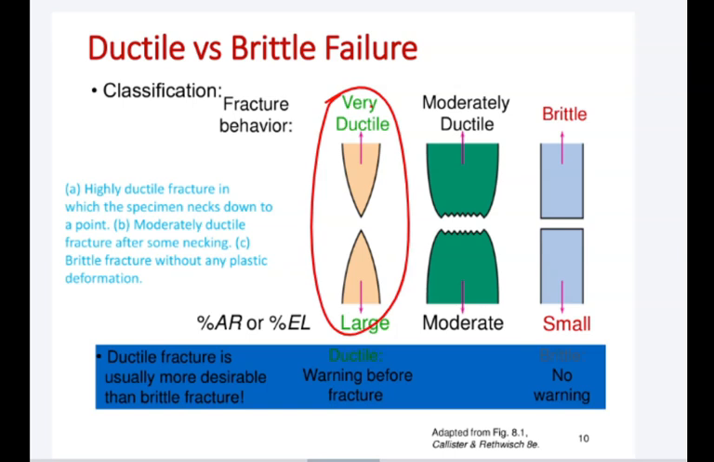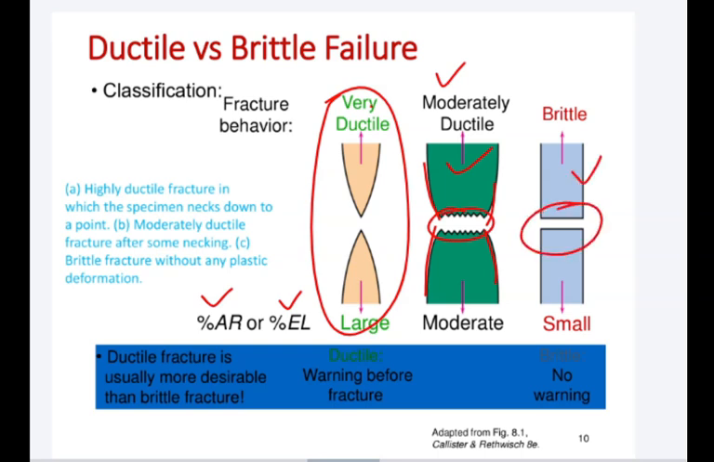Then we have the moderately ductile. In the moderately ductile, the area reduction and the percent elongation are moderate. Not like 100%, a little bit less, but still you can see the necking. There is a little bit of permanent deformation and then it fractures. In the next slide, we will study how it happens. And the last one, we see the brittle fracture.